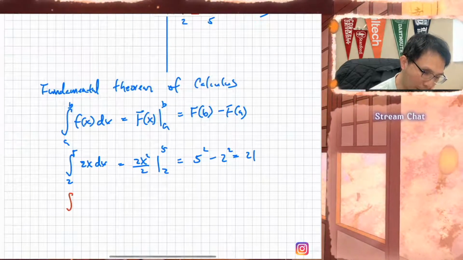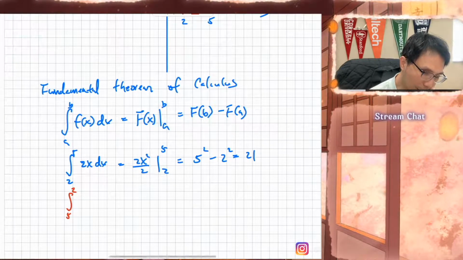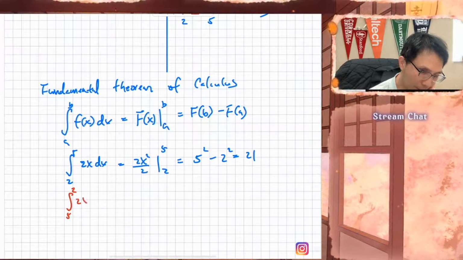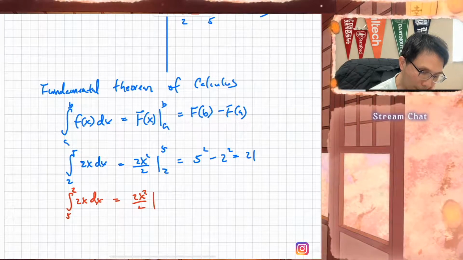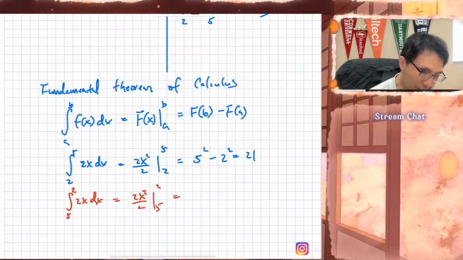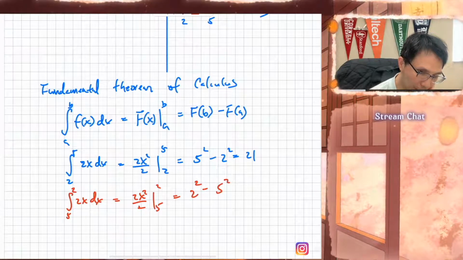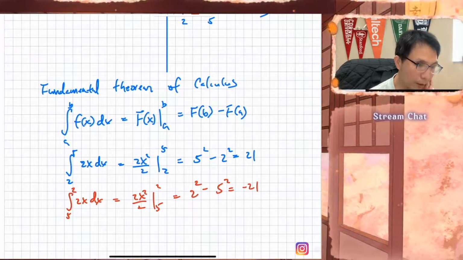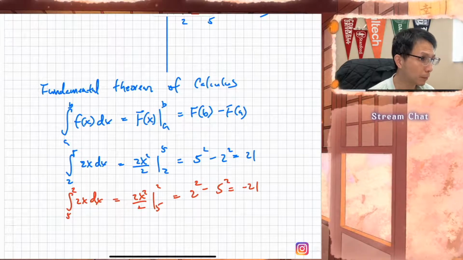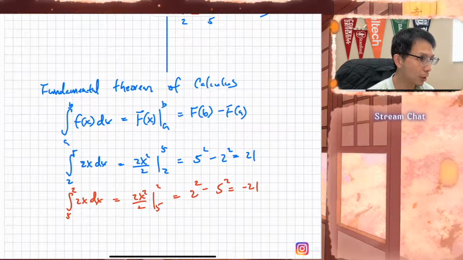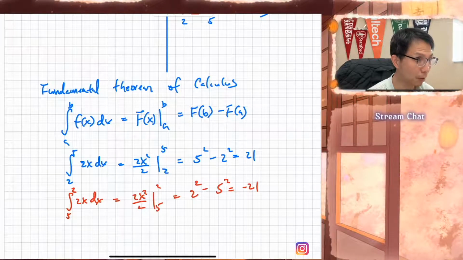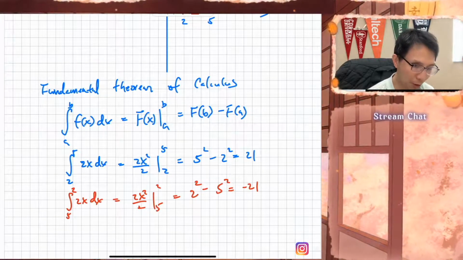The property says what happens if I invert it. Well, the arithmetic will show up exactly the same way. Now, just because it's 5 to 2, it'll be 2 squared minus 5 squared. That's equal to negative 21. That proves that property is part of the fundamental theorem of calculus. You can switch the boundary, just switch the values, switch the evaluation.